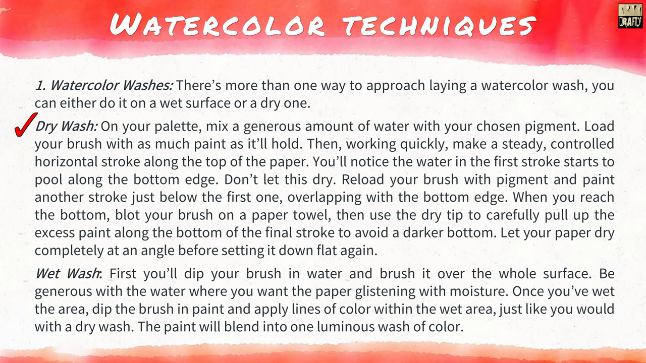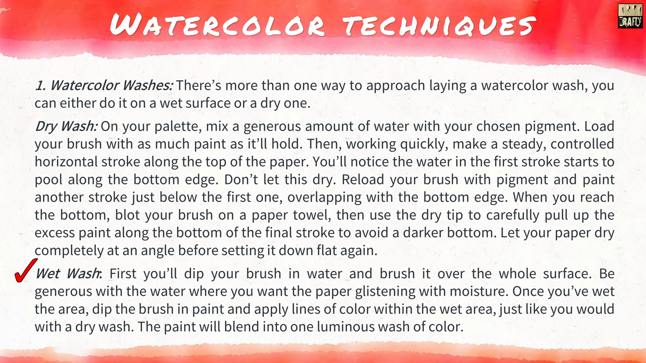Don't let this dry. Reload your brush with pigment and paint another stroke just below the first one, overlapping with the bottom edge. When you reach the bottom, blot your brush on a paper towel, then use the dry tip to carefully pull up the excess paint along the bottom of the final stroke to avoid a darker bottom. Let your paper dry completely at an angle before setting it down flat again.